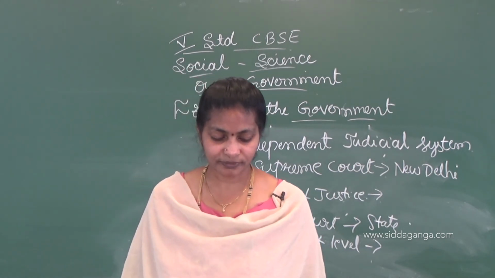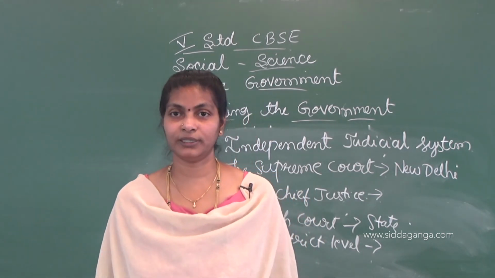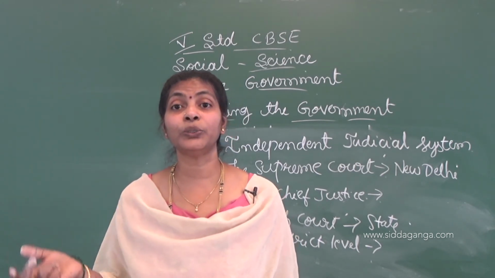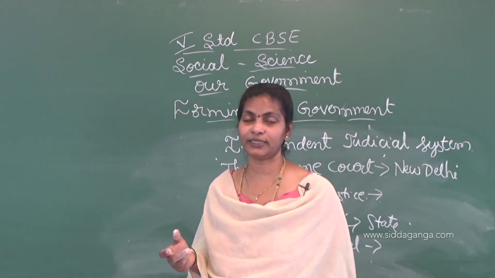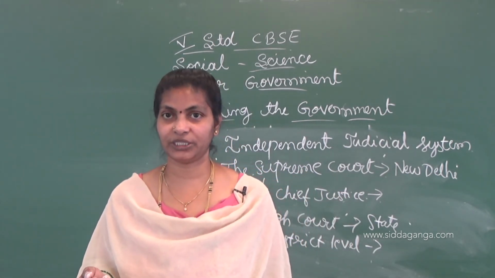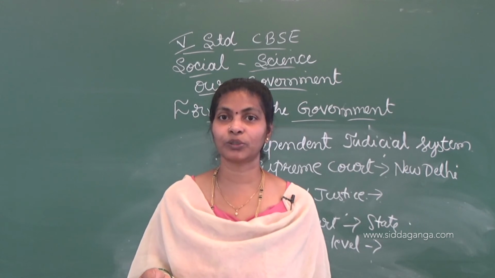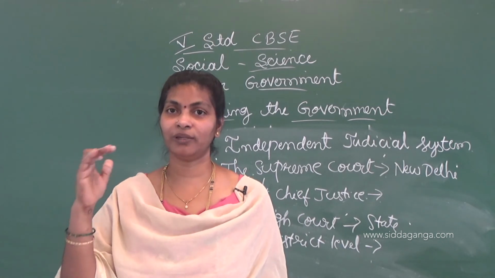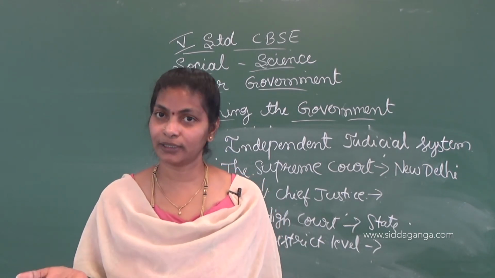All these 28 states and 9 union territories together are called the Indian Union. India is a big, vast country, isn't it? So for smooth administration, for giving good administration to the people, two levels of government are working here. One is the central government and the other is the state government, isn't it?